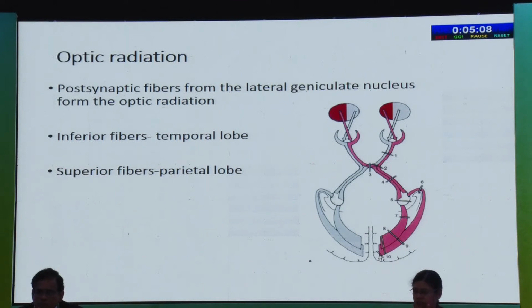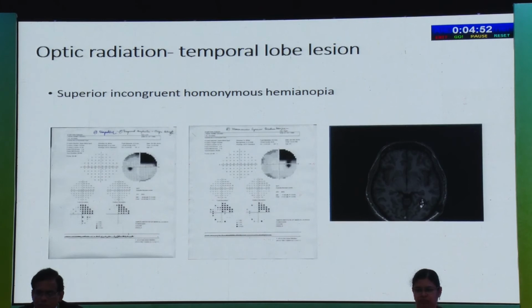Coming to optic radiation lesions, here the postsynaptic fibers from the lateral geniculate nucleus are involved. The inferior fibers pass through the temporal lobe and the superior fibers pass through the parietal lobe, so the field defect also differs accordingly. With a temporal lobe lesion, we get a superior homonymous hemianopia. Usually it is incongruent.